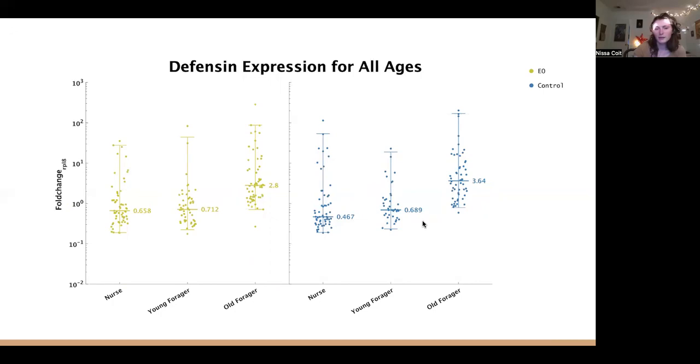I looked at this because I wanted to see if part of the mechanism causing increased longevity was maybe they have better immunity, but now I'm thinking that maybe it has more to do with metabolism. Ethyl oleate affects the metabolism of consumed protein more than it affects immunity.